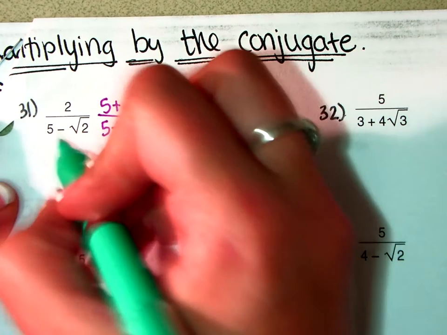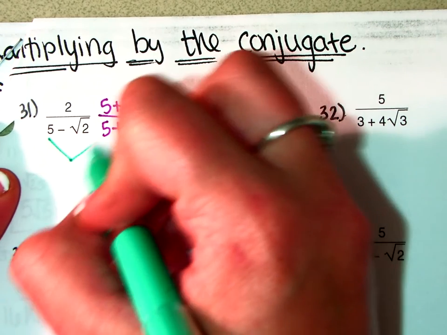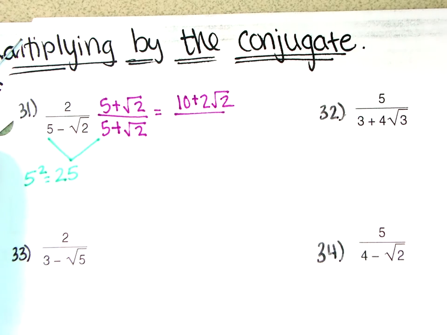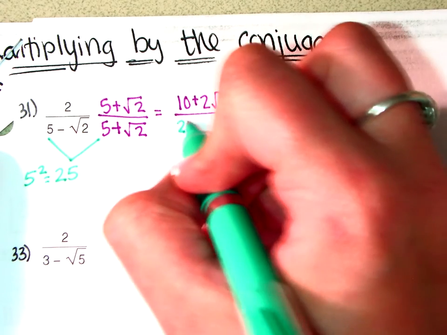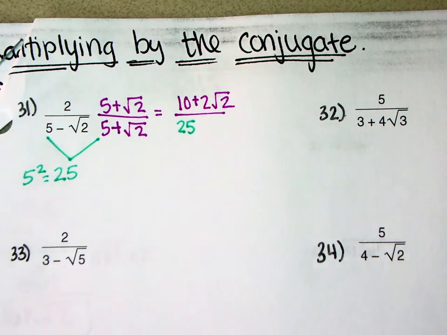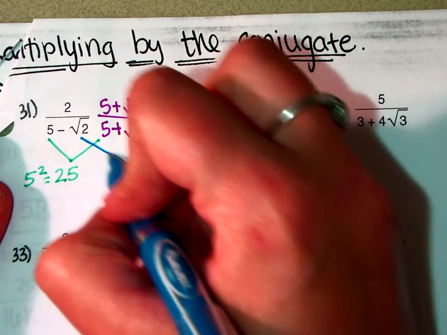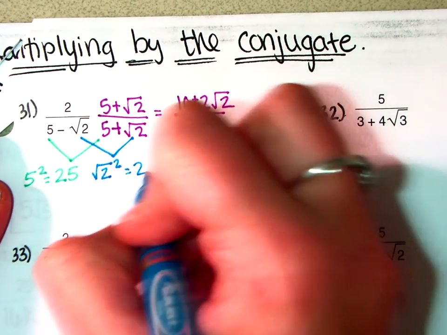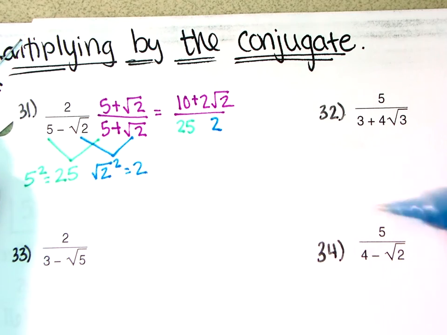All you do is multiply. 5 times 5 is 25. Basically, it's 5 squared. Okay, so 25 is going to go first. That's how we get this number. Next, we have the square root of 2 times the square root of 2, which is basically the square root of 2 squared, which is 2, which is how you get this number.